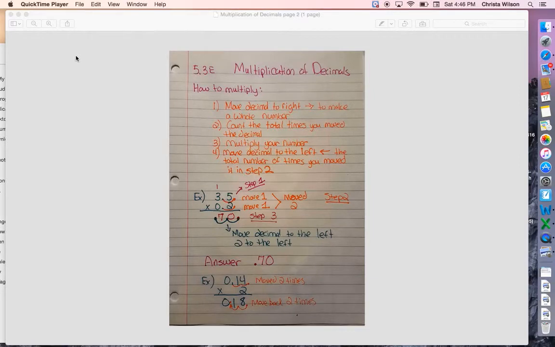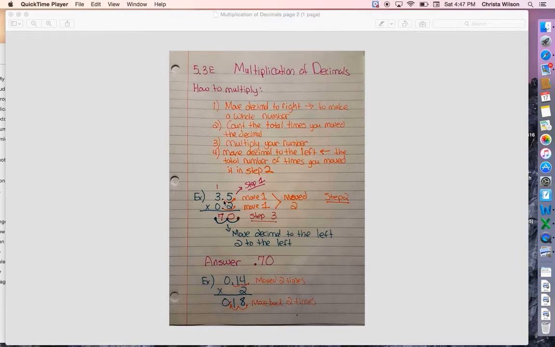In your math journal, we're going to be taking notes on multiplication of decimals, 5.3e, how to multiply decimals. I have an example down here, 3 and 5/10 multiplied by 2/10. And there are 4 steps.